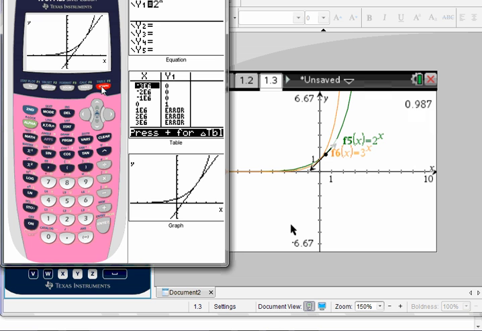Graph. Not those labels. Expressions on. That's what I want. Expressions are on. I don't know. Oh, I know how to do it. Graph.